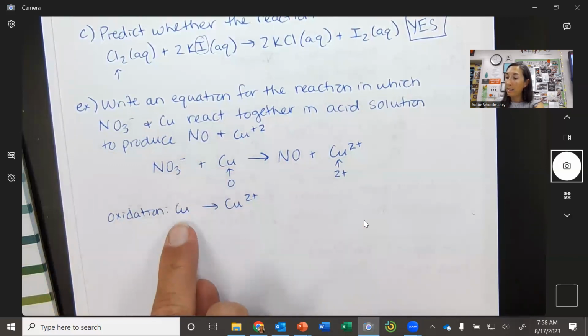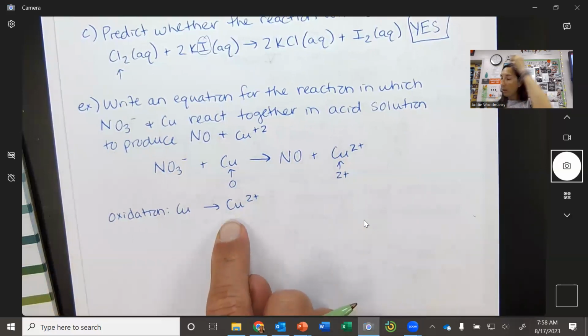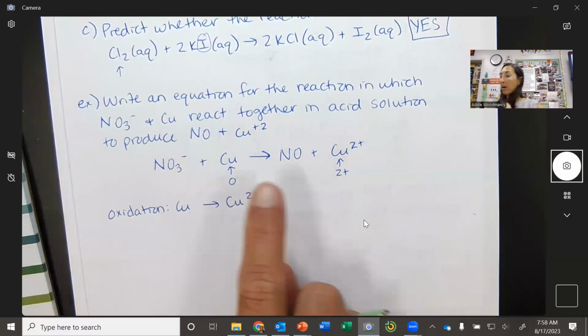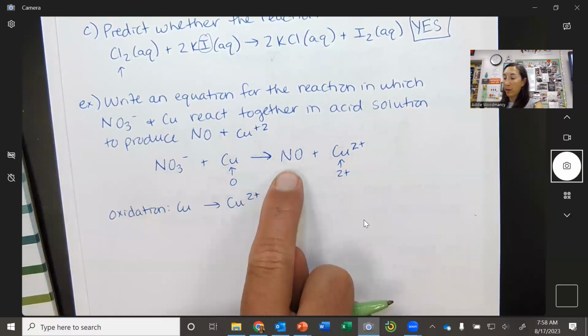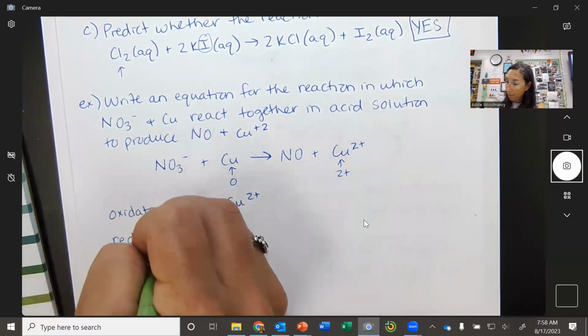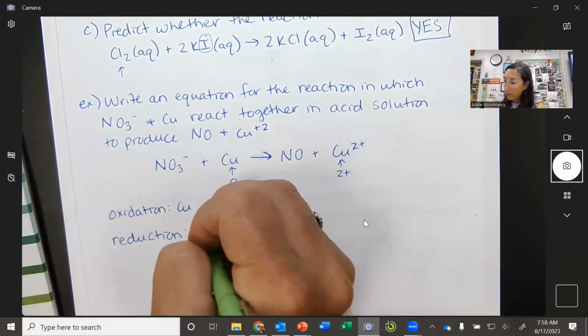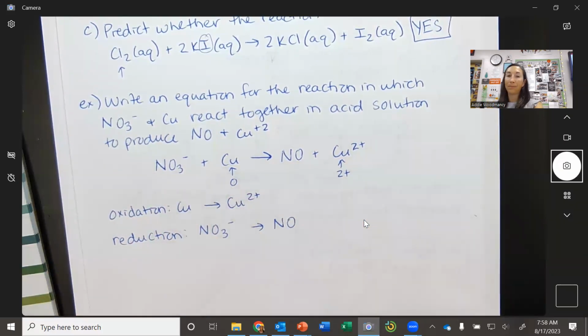Remember, if it's a reactant, it stays on the reactant side. If it's a product, it stays on the product side. So if copper is undergoing oxidation, that means that NO3- must be undergoing reduction. So pull that out like so.